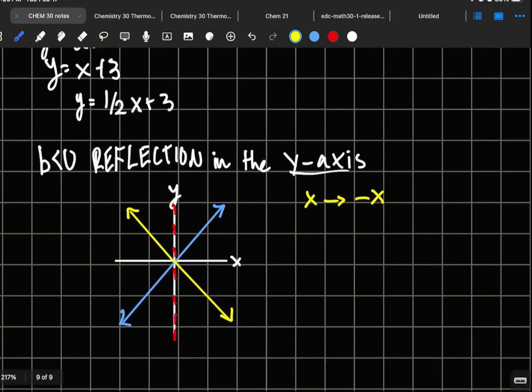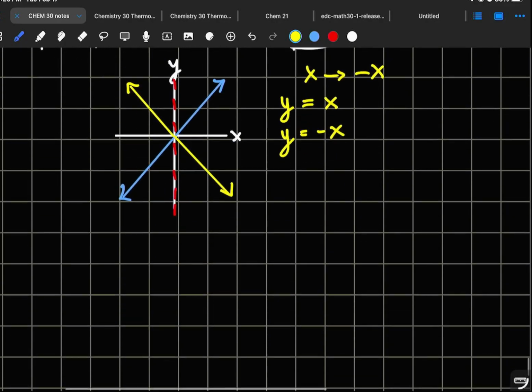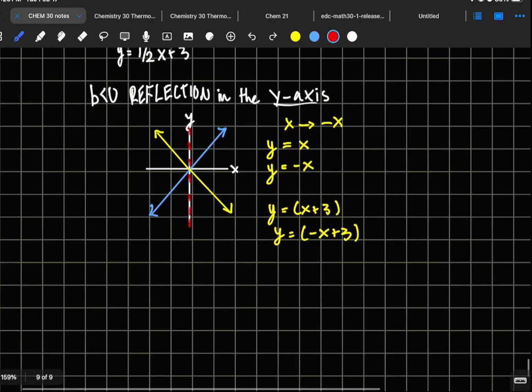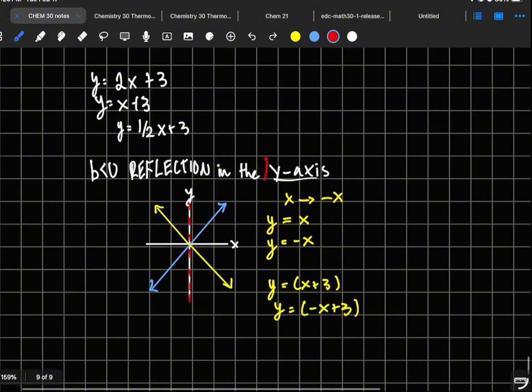So for instance, if we had y equals x, our reflection in the y-axis would look like y equals negative x. If you want more examples, a reflection of x plus 3 would turn into negative x plus 3. So when we have a negative x attached to this bracket, that affects the parameter b. So if b is negative, then we have a reflection. So the way I describe this is there is a reflection in the y-axis.